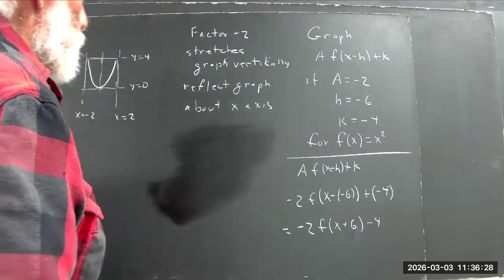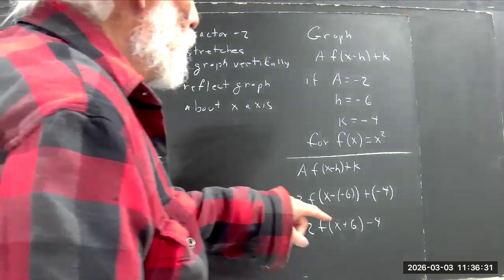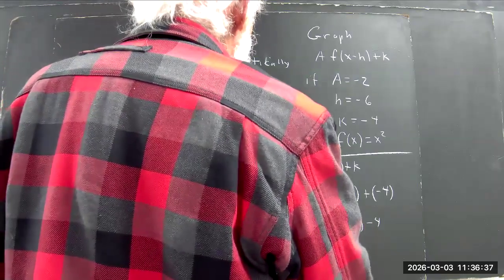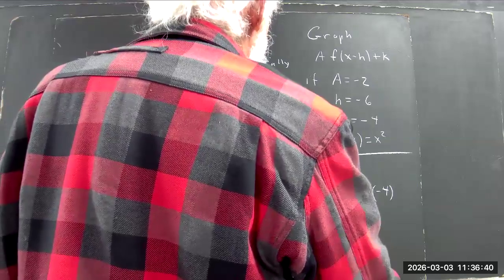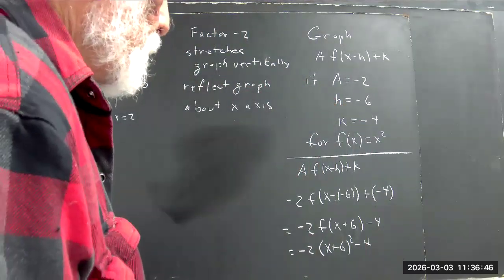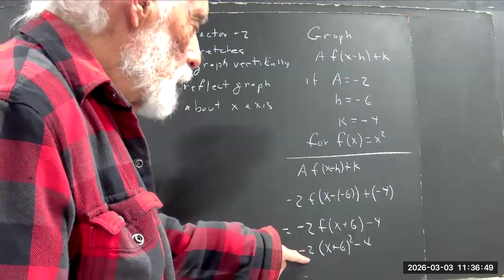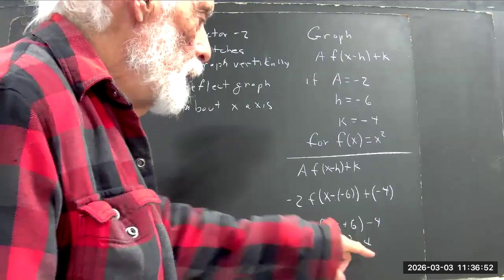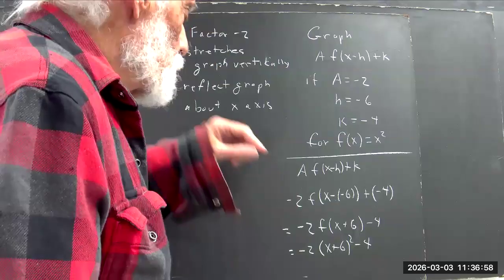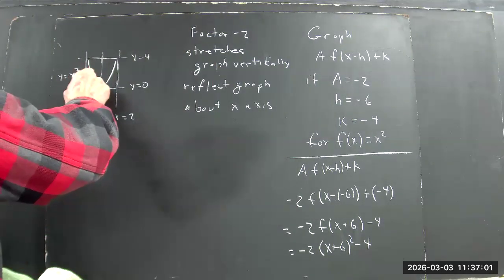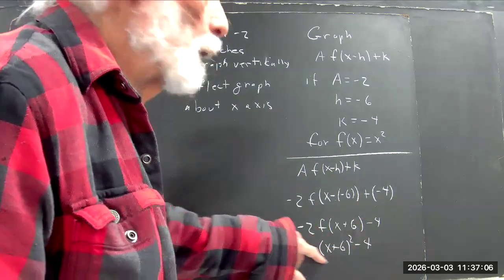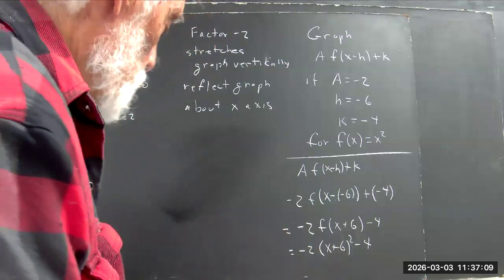Now we're going to vertically stretch this graph by factor 2 because we have a 2 in front of f of x. And let's go ahead and write out the final form of this thing. That would be negative 2 times the quantity x plus 6 squared minus 4. So we're going to start with just plain old x squared. And then we're going to construct 2x squared. Then we're going to worry about the negative sign.